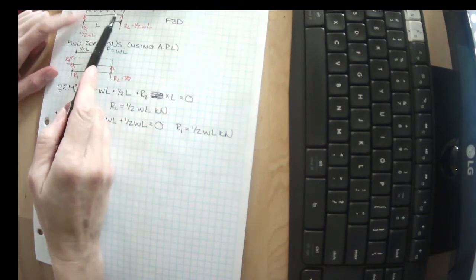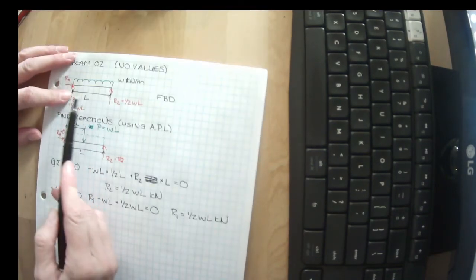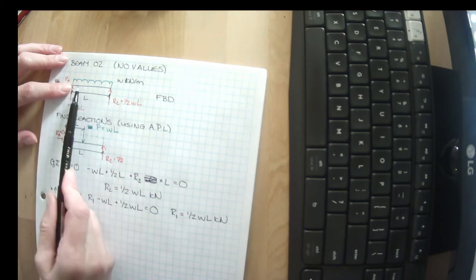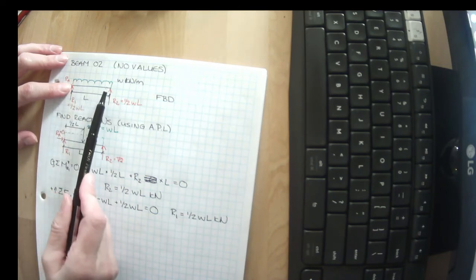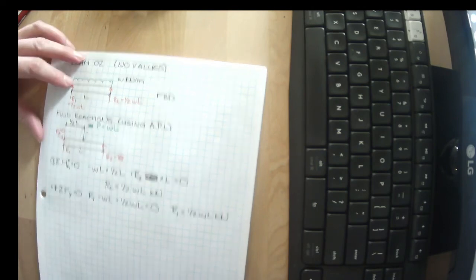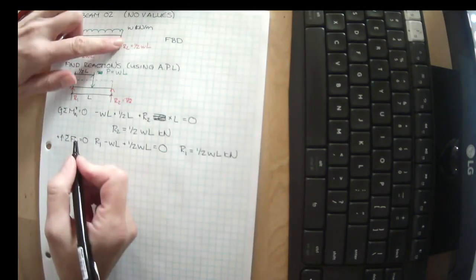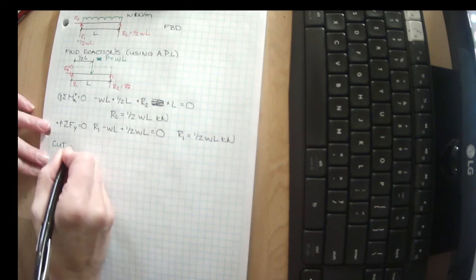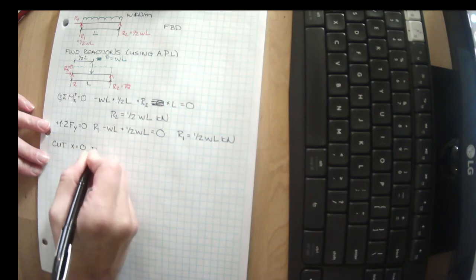So we found some things now. But we want to know the internal forces anywhere on this beam. So let's make some unknown cut. It looks like something is happening everywhere, but it looks like it's consistently happening. So let's make some unknown cut somewhere along L here. So cut from x equals 0 to L. So I'm going to cut somewhere along here.